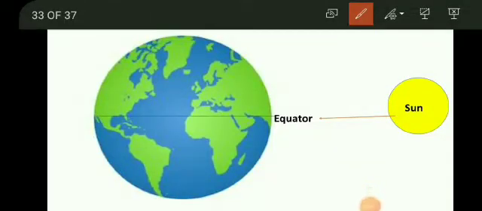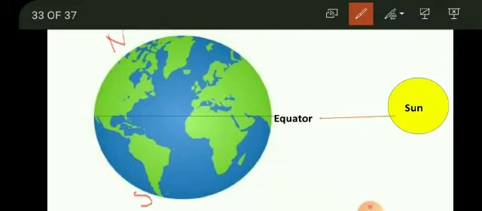Hello students. Before starting, let us first revise what we have seen in the previous period. We all know the equator divides our earth into northern and southern hemisphere. So here it is north and here it is south. An equatorial belt extends up to 5 degree north and 5 degree south. Equatorial region receives vertical rays of the sun.